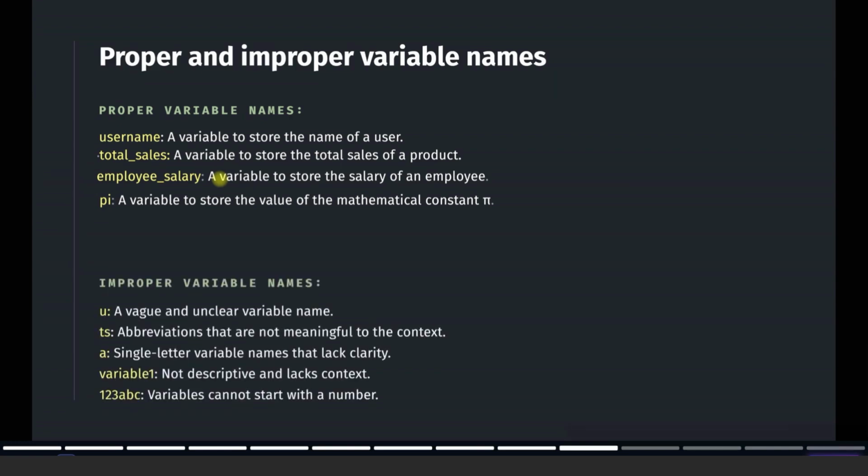And here are some improper variable names. u, a vague and unclear variable name. ts, an abbreviation that is not meaningful in the context. So we should name variables so that others can understand them. It should show clear naming. It should show the purpose and use meaningful names whenever you name a variable in Python.